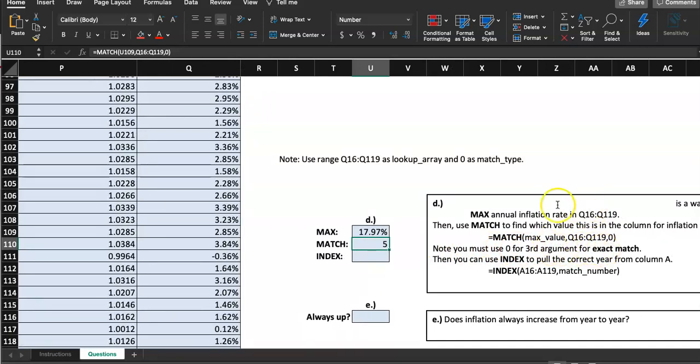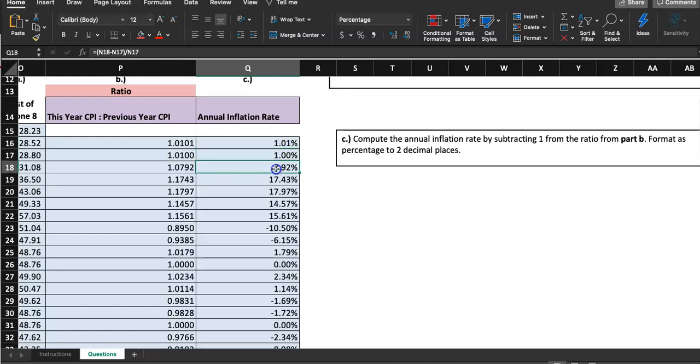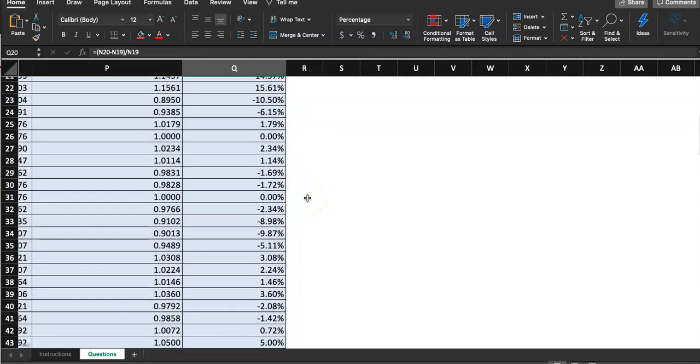So when you use 0 for the third argument, the match type, we're telling it, I want you to look up that exact number, 17.97, from the range I gave you. Oh, take a look. It says 5. What it means is the 5th number. Go all the way up to the top, and counting 1, 2, 3, 4, 5, hooray! The 5th number from that range, or the array we gave it, is 17.97, and that is where 17.97 is hiding. So we match this.